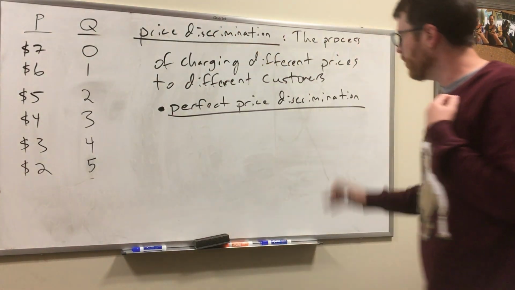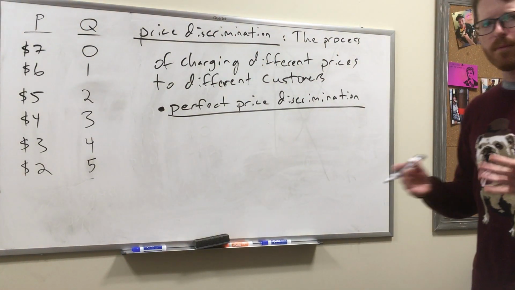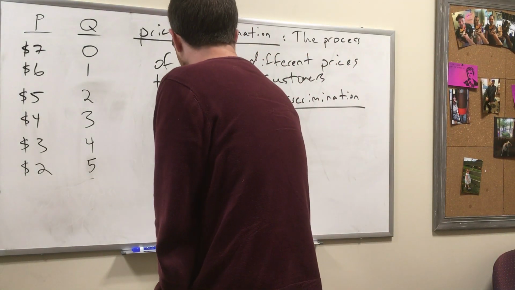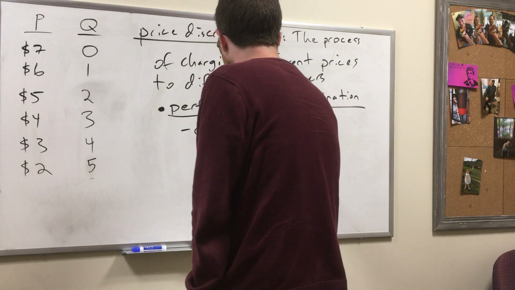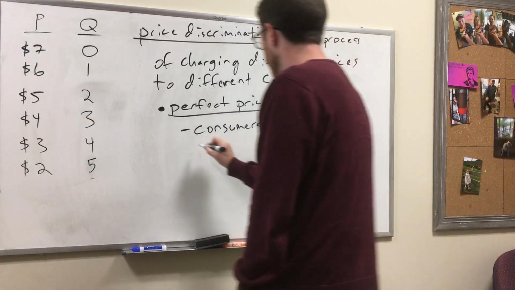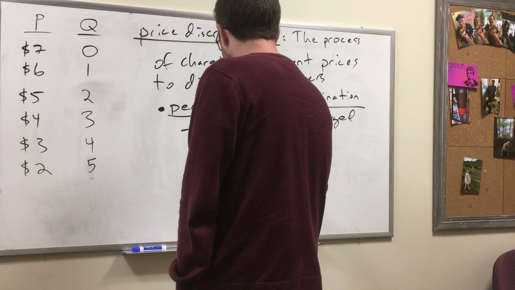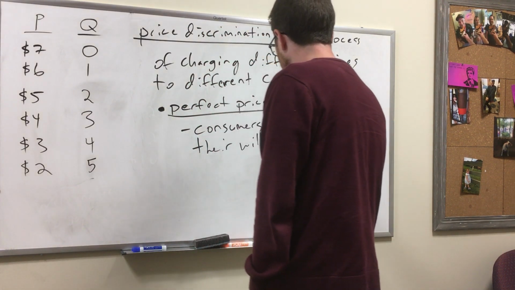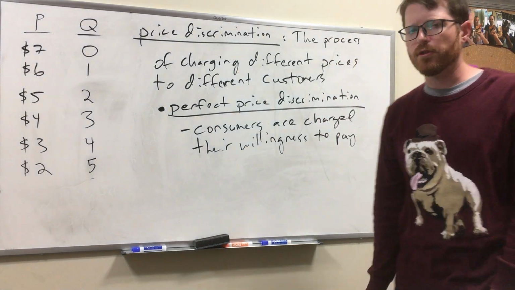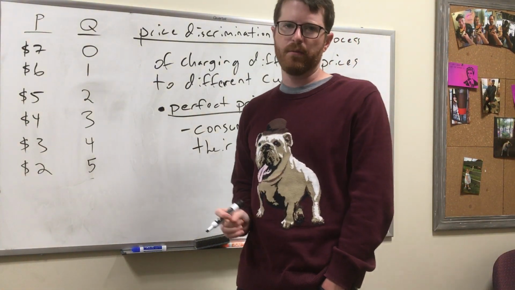Okay, so perfect price discrimination, sometimes called first degree price discrimination. This is where consumers are charged their full willingness to pay.